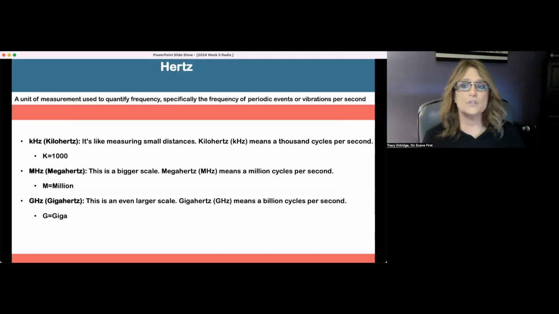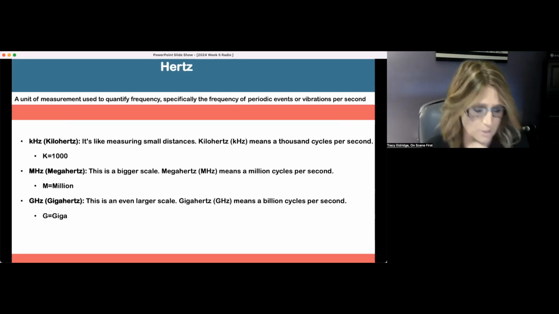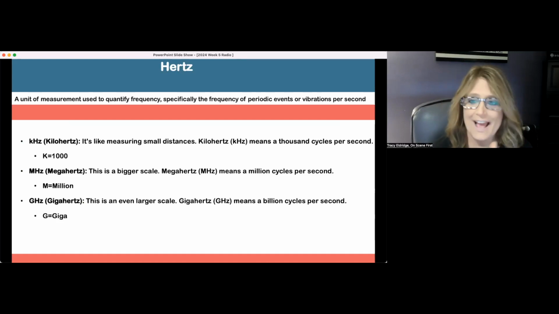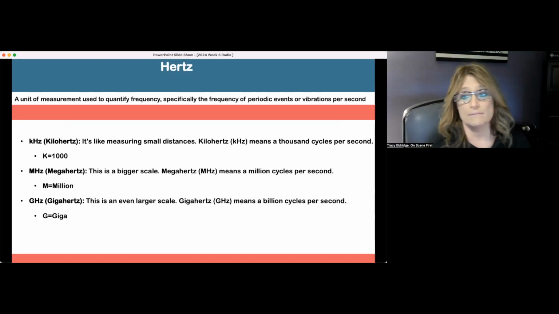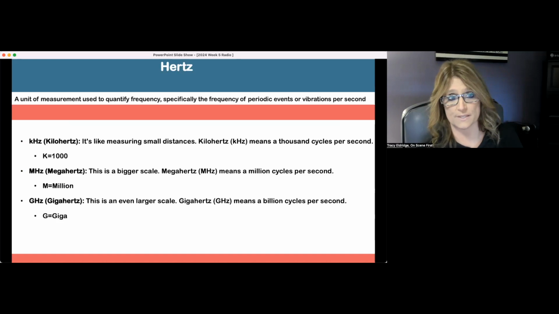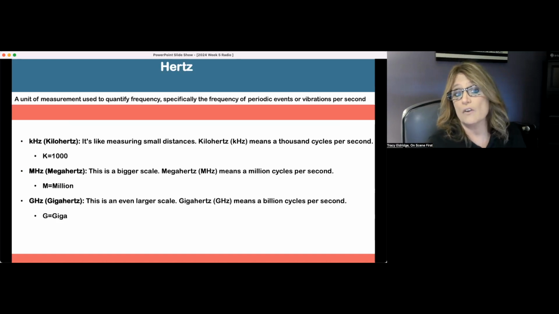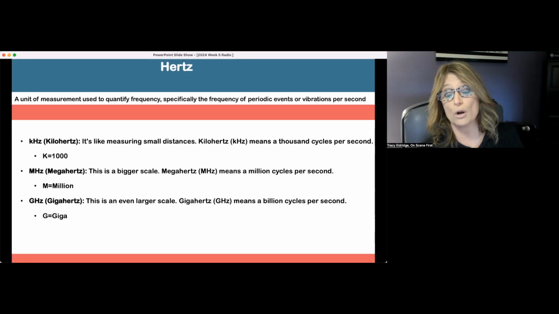So when it comes to hertz, and I do recall there being some questions on the exam that had the little abbreviations on them, and I know that it was really confusing for me. I know it's less confusing for me now because I always try to find easy ways to remember things. But to understand first that a hertz is a unit of measurement used to quantify frequency, specifically the frequency of periodic events or vibrations per second.